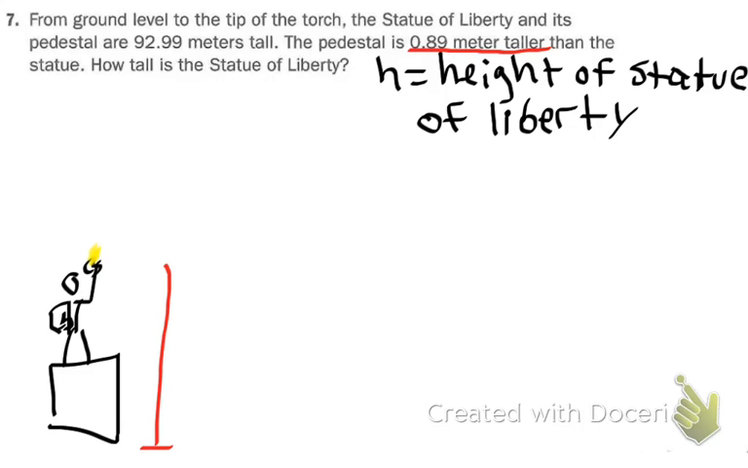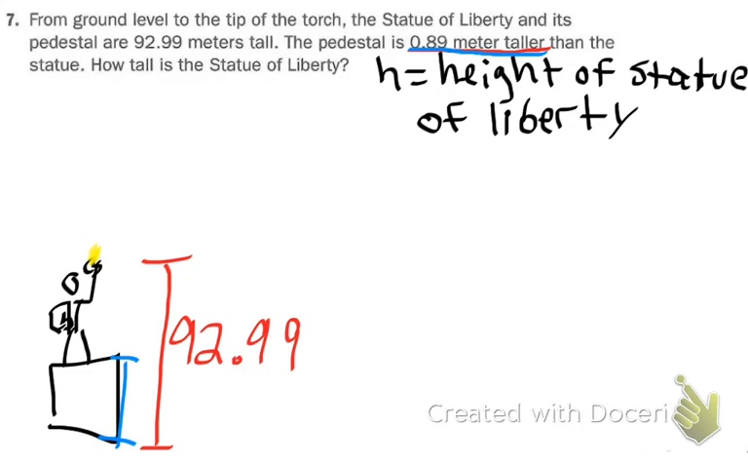All right, so let's give a visual for this question because I think it's confusing. It says the grand total of everything is 92.99 meters tall. So notice that's the statue and the pedestal. That's what I'm trying to get across here. Now, we found out that just the pedestal, so just this portion, is 0.89 meters taller than the statue.